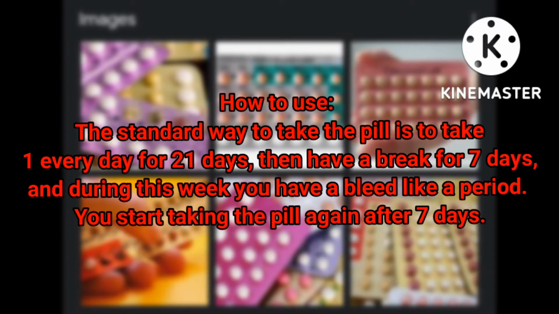How to use it? The standard way to take the pill is to take one every day for 21 days, then have a break for 7 days. During this week, you have a bleed like a period. You start taking the pill again after 7 days.